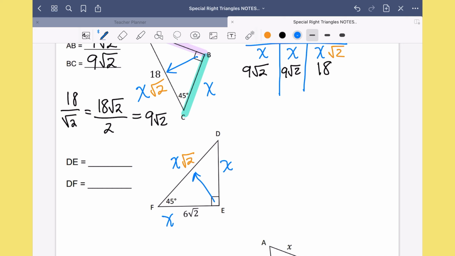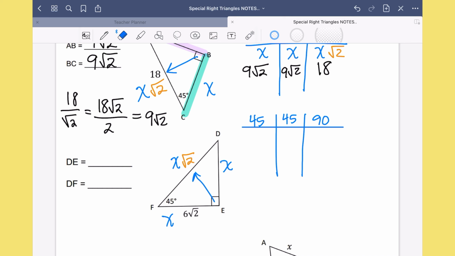All right, and then I'll do a table for this one again. 45, 45, 90. And then it's x, x, x times the square root of 2. Those are the formulas for the side lengths. Okay, what did they give me? They gave me 6 times the square root of 2. And this time they're asking for DE. So here, DE and DF over here.